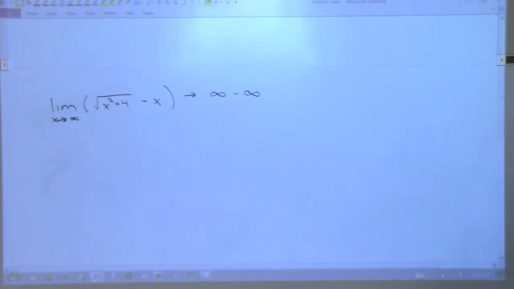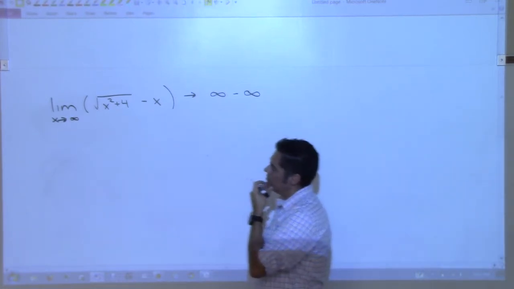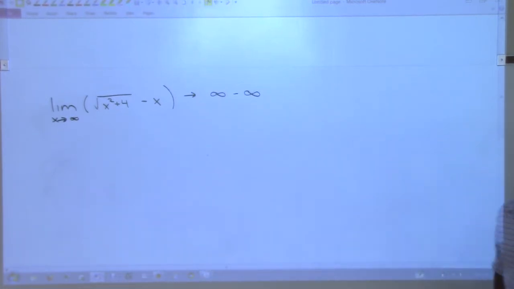You have to like solve for x or something? Set it equal to something? No, no. Can't make an equation out of that.